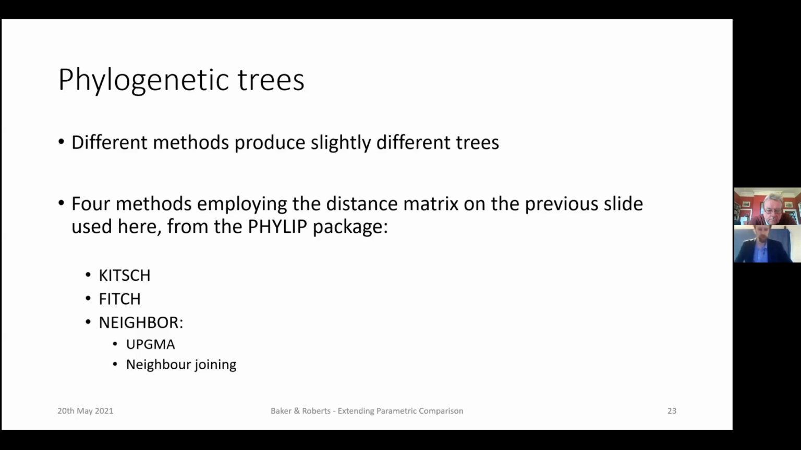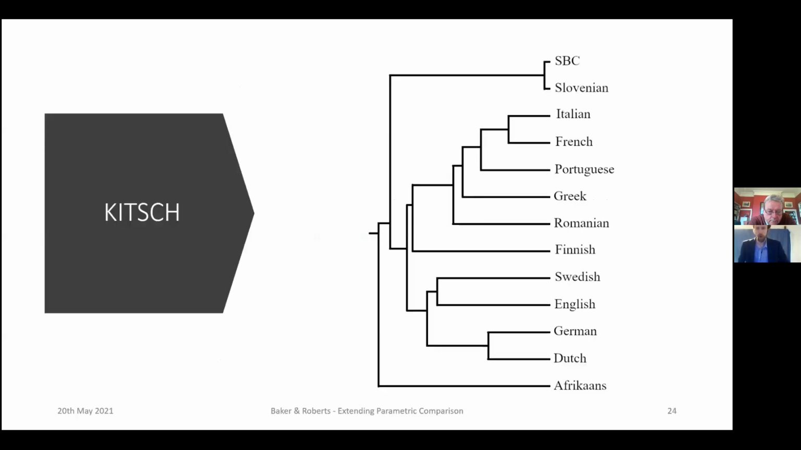These methods employ programs within the Phylip package. There's a program called Kitch, a program called Fitch, and a program called Neighbor. The last has 2 different options within it, and I'll report both results. Then following this, I'll show a slightly different method that in fact does operate on the parameter values directly. So this is our tree that emerges from the Kitch program.